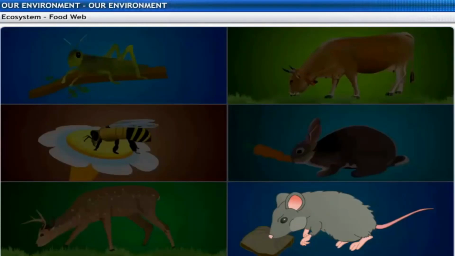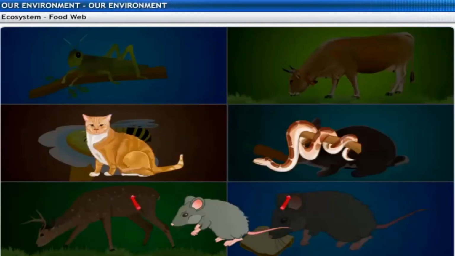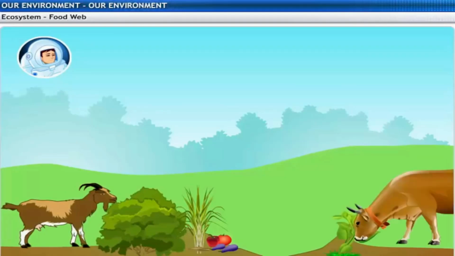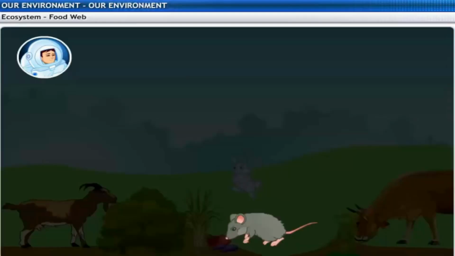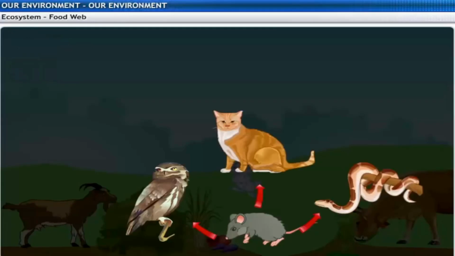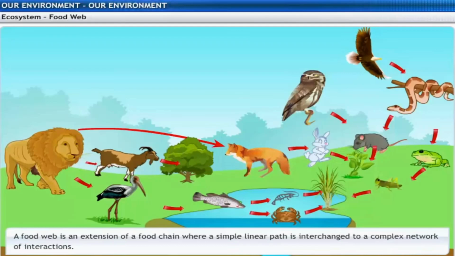Each organism is generally eaten by two or more other kinds of organisms, which in turn are eaten by several other organisms. This is something like the plants and fruits eaten by goats, cows, rats, and rabbits, and subsequently rats being eaten by owls or snakes or cats. That's right. Instead of a straight line food chain, the relationship can be shown as a series of branching lines called a food web.